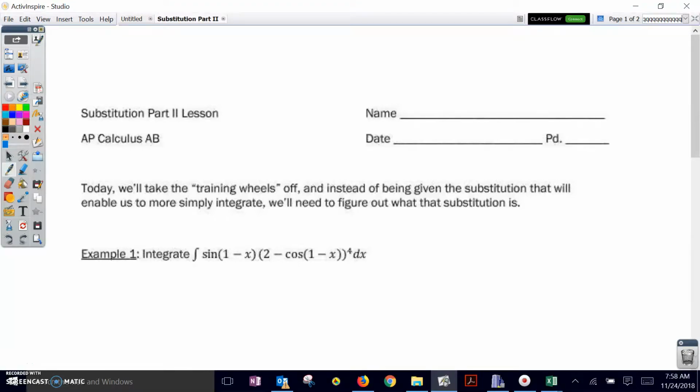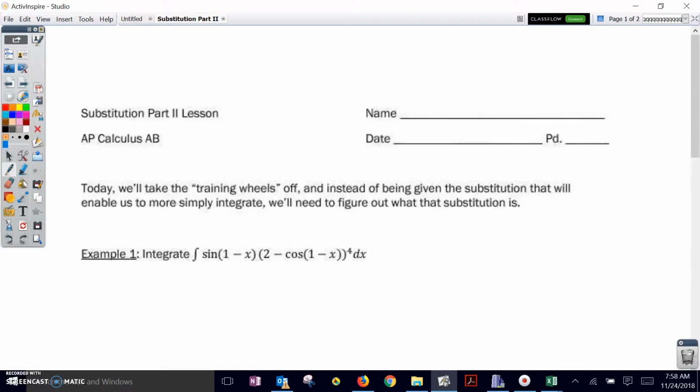Alright, welcome back everybody. In this video we're going to look at the first few examples from the Substitution Part 2 lesson. Here we're going to take the training wheels off. We're not going to tell you what the substitution is. First we want to look at the example and try and figure out what the substitution is for ourselves.